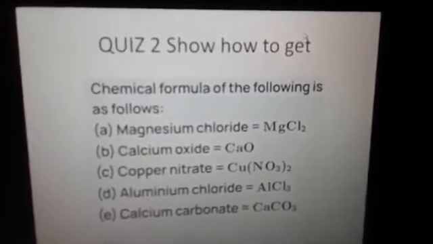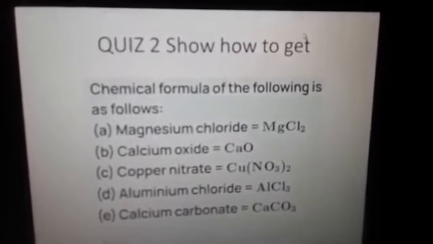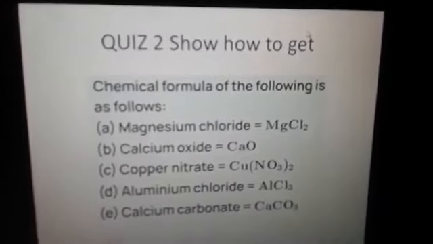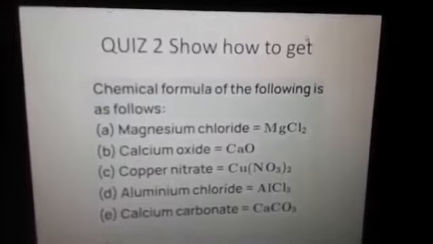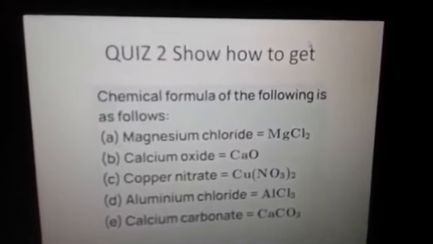So you can try this small quiz and see if you can practice how to get magnesium chloride, calcium oxide, copper nitrate, aluminium chloride, and calcium carbonate.